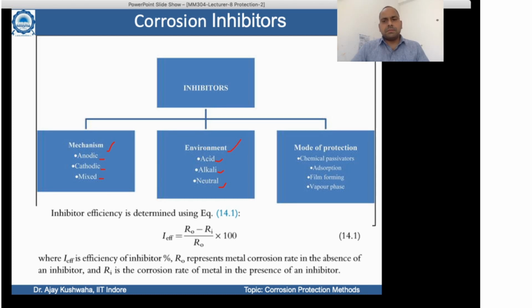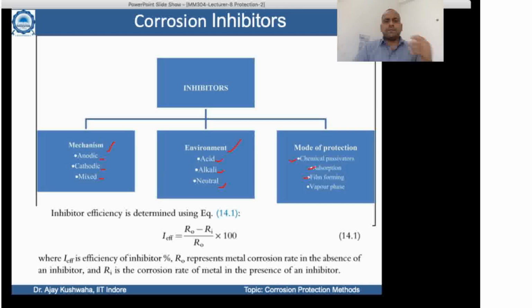So one is by chemical passivators, meaning a chemical is going to attach at the surface and passivate the reaction. Or second is adsorption. Passivation is basically slowing down the reaction, and adsorption or film forming, both look similar, with a slight difference. Both are going to attach to the metal, but in one case it may not make a uniform film. In the second case, it may cover the entire surface.